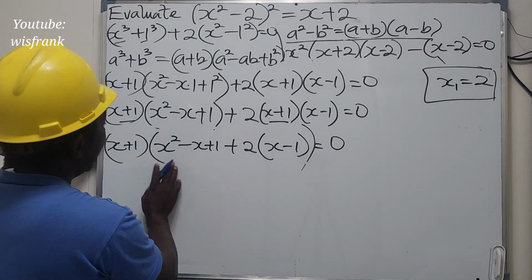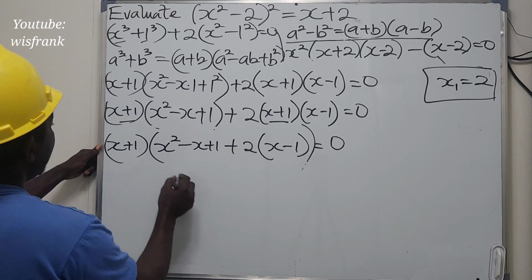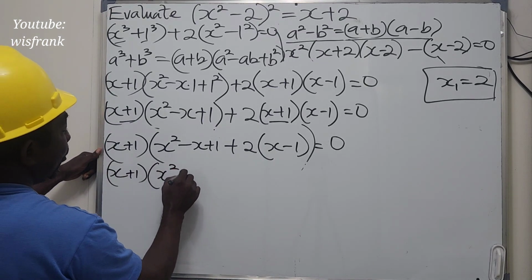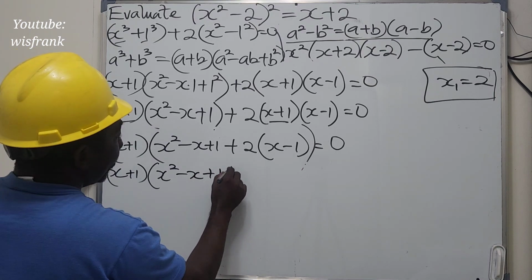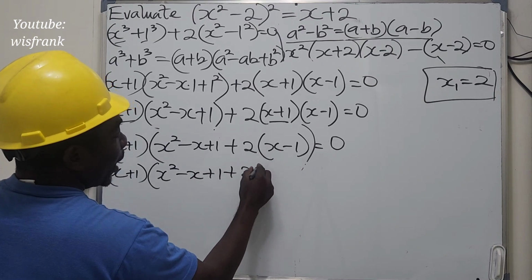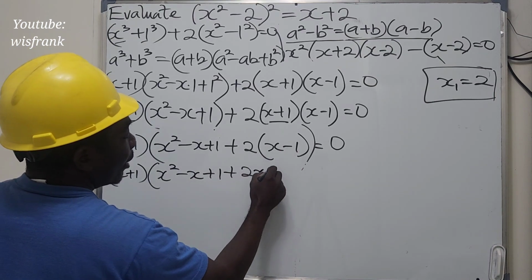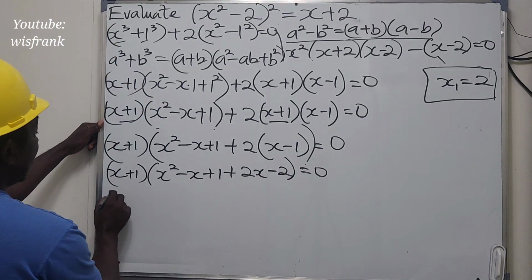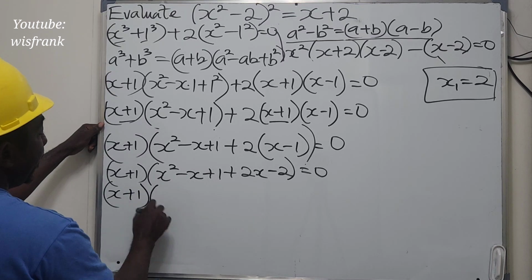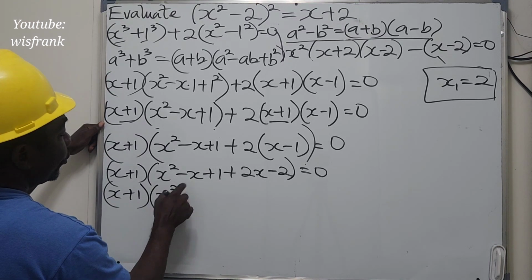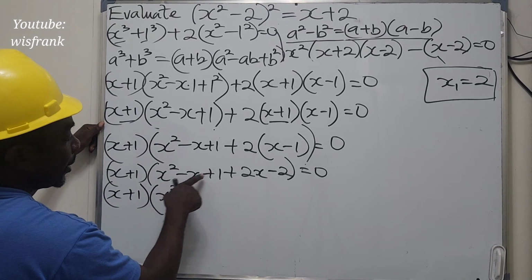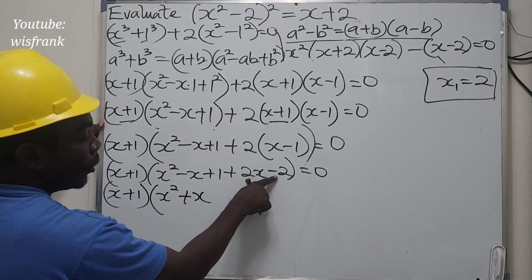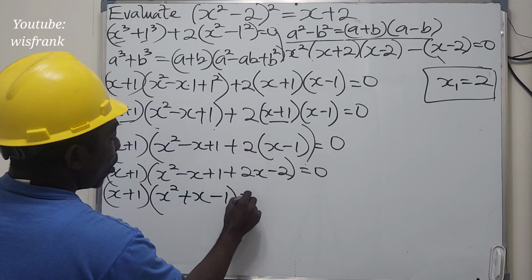We can further simplify this by expanding the parenthesis. This will become x plus 1 into x to the power of 2 minus x plus 1 plus 2. 2 times x will give 2x, and 2 times minus 1 will give minus 2, all equals to 0. We can further simplify as x plus 1 into x to the power of 2, minus x plus 2x will give us plus x, and 1 minus 2 will become minus 1, all equals to 0.